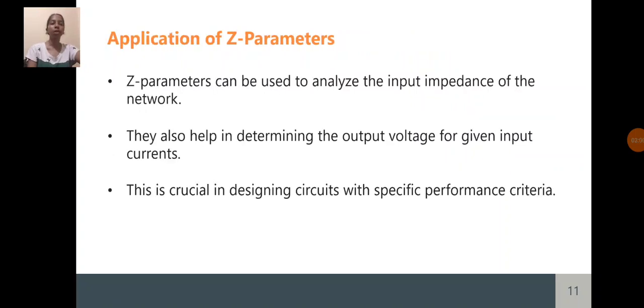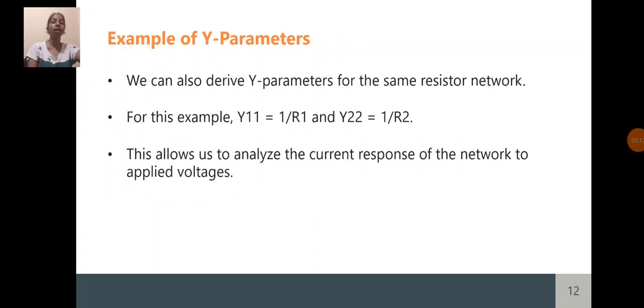Application of Z parameters. Z parameters can be used to analyze the input impedance of the network. They also help in determining the output voltage for a given input current. This is crucial in designing circuits with specific performance criteria.